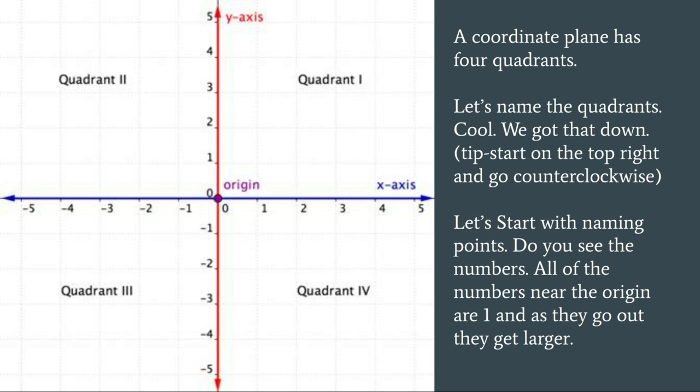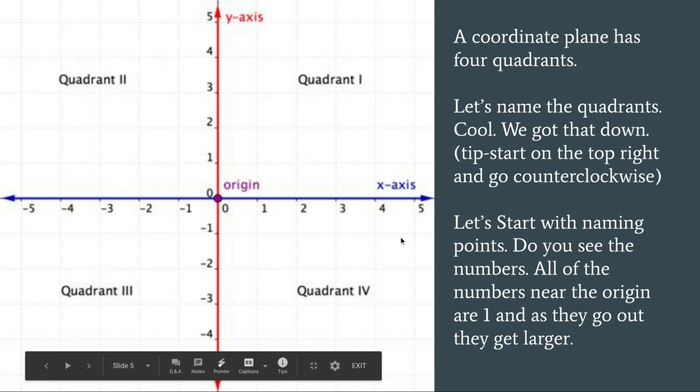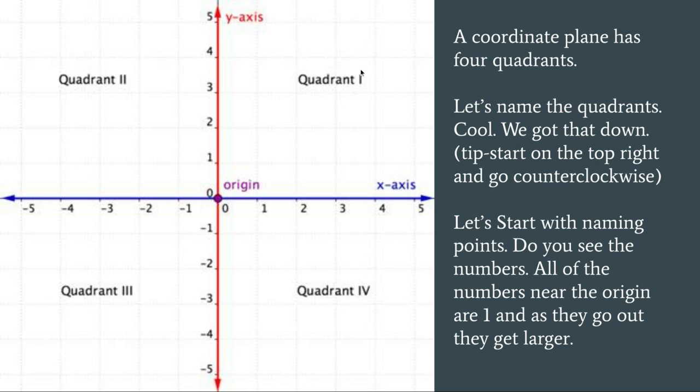Let's name the quadrants. 1, 2, 3, 4. Cool, we got that down. Tip: start from the top right, and then go counterclockwise. See? 1, 2, 3, 4. That's how you name the quadrants.